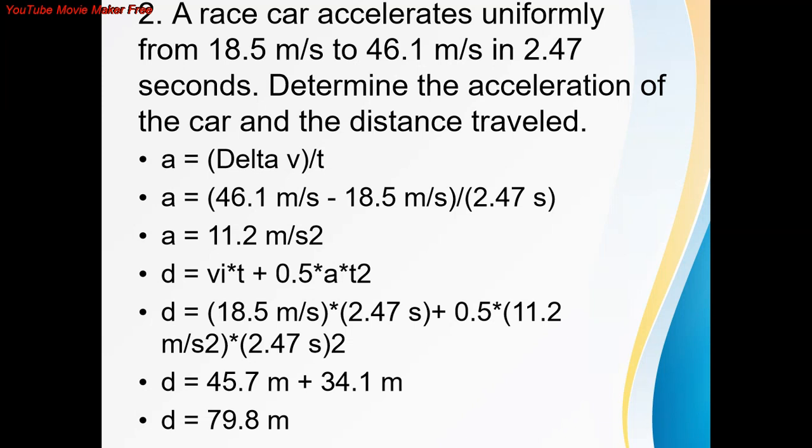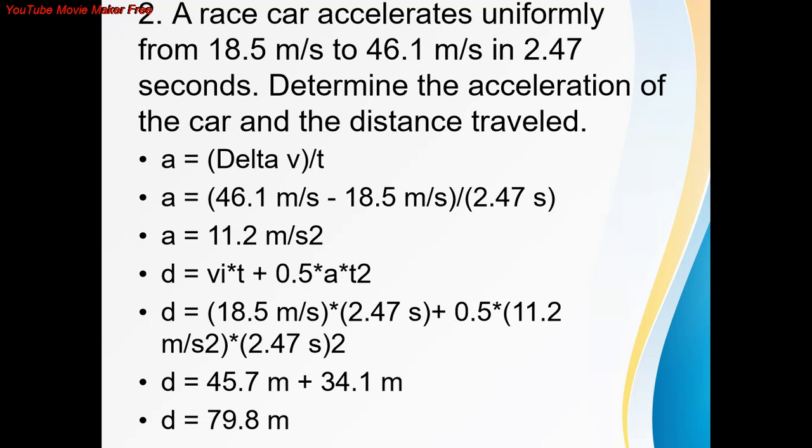So first to find the acceleration, we know a equal to dv upon dt, or delta v upon t, where delta v is the difference of final velocity and initial velocity, and t is given as 2.47 second. So if we put a equal to 46.1 meter per second minus 18.5 meter per second divided by 2.47 second, where 46.1 meter per second is the final velocity, 18.5 meter per second is the initial velocity, and t equal to 2.47 second, then we can find the acceleration, which would be 11.2 meter per second square after solving, right? So this is how we have found the acceleration.